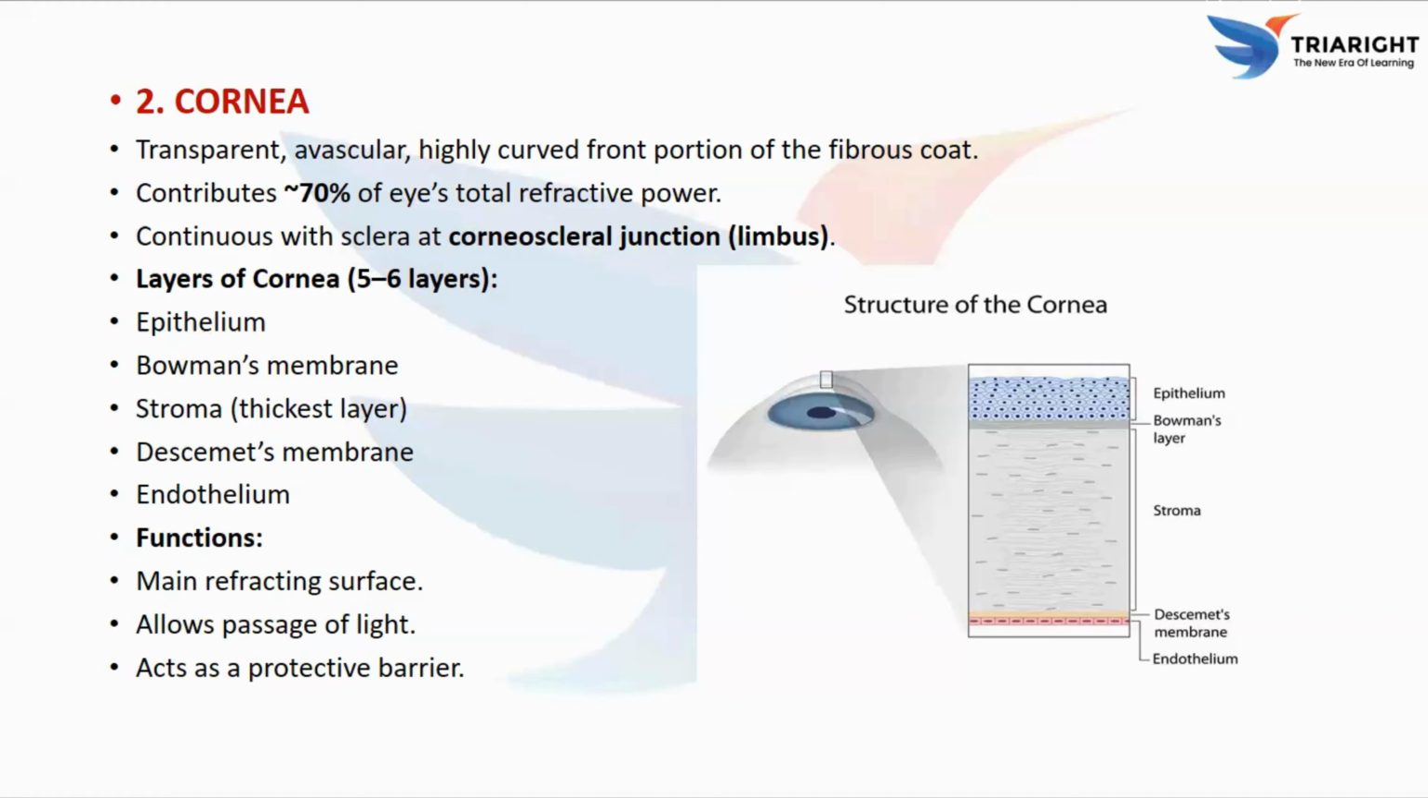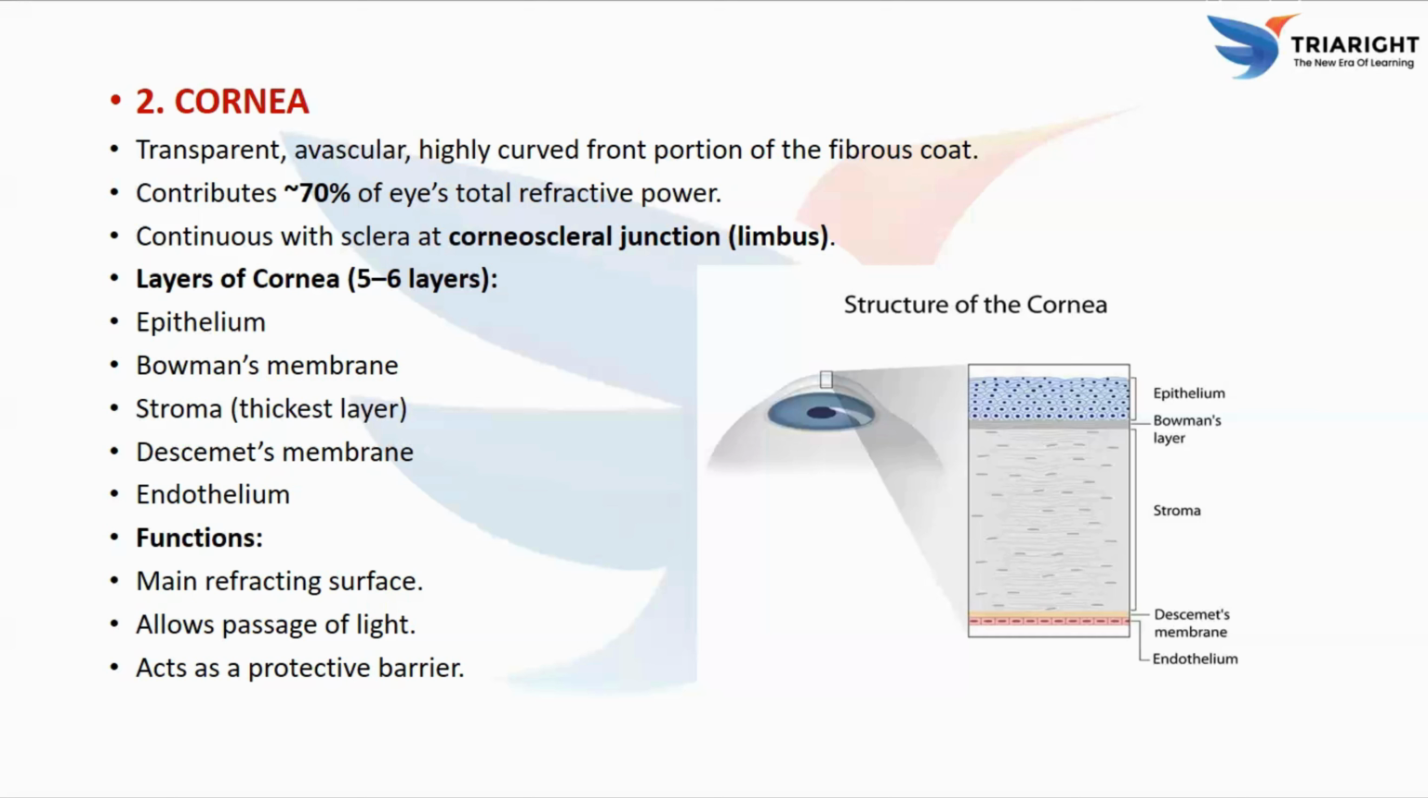So the lens only fine-tunes focus but the cornea performs the major bulk of the refraction. So what is the continuity with the sclera? This cornea, it joins the sclera at the cornea-scleral junction. So this is also called as limbus. So this limbus is clinically important because the stem cells for corneal repair are located over here, and surgeons, they use it as a landmark during the procedures. So what are the layers of cornea? How many layers are there?